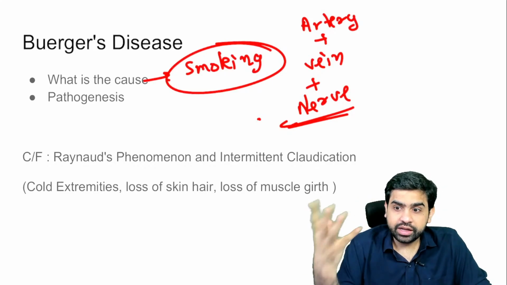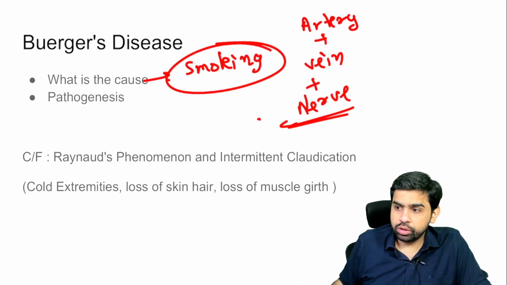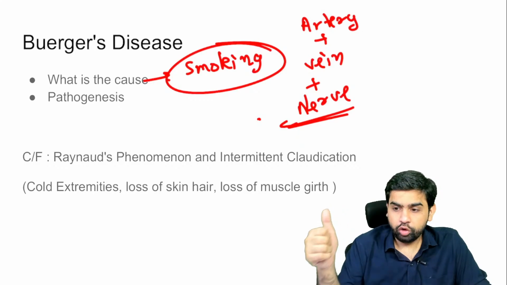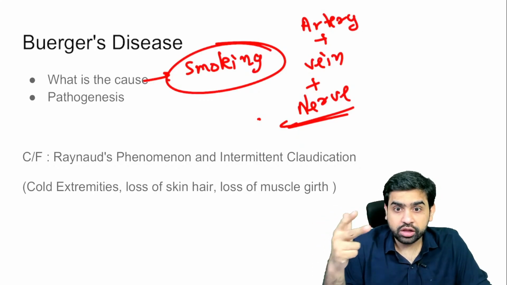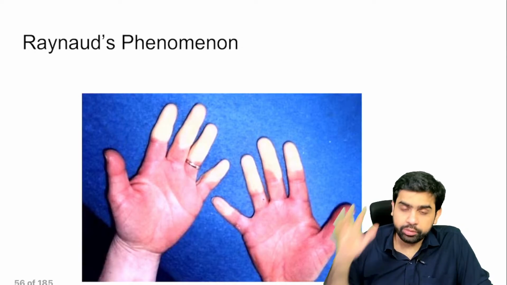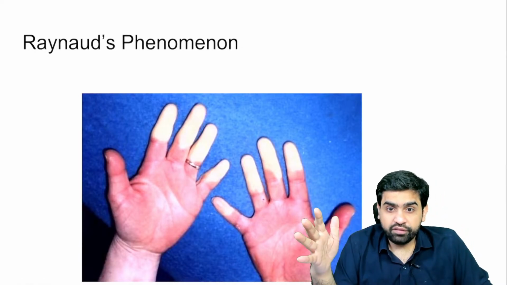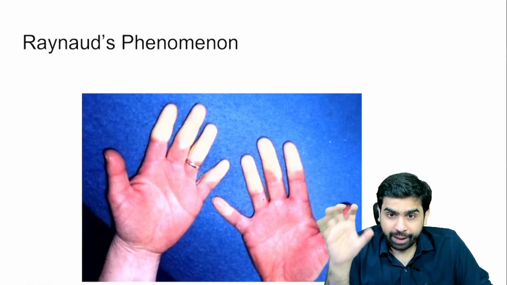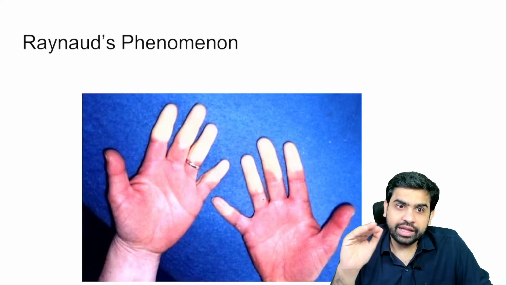Now, what are the clinical features of these particular patients? What is the most important clinical feature? We have Raynaud's phenomenon and we have intermittent claudication. These are the two important clinical features. Raynaud's phenomenon, what is this? Here there is a sequence of events which takes place. Earlier there is a pallor, then there is a cyanosis, then there is an erythema.